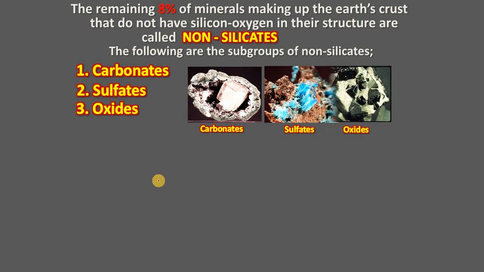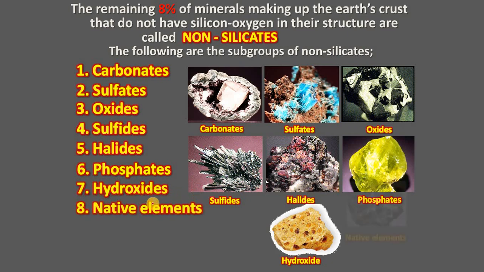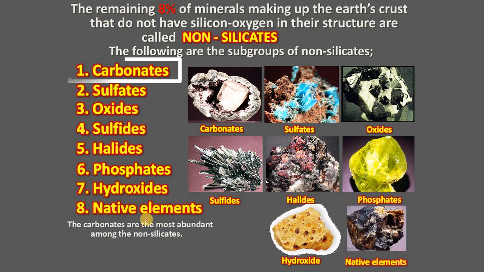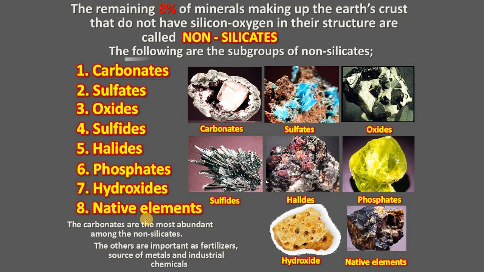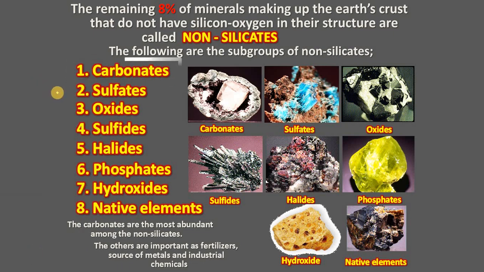So we have here the carbonates, the sulfates, oxides, halides, phosphates, hydroxides, and native elements. So yung pinakamalaking group ng mga non-silicates naman or yung mga walang silica ay yung carbonates. So ano yung ions ng carbonates, guys? So yung carbonate ay meron siyang CO3 na ion, no? Anion siya. Ibig sabihin negatively charged ion. So that is CO3, tapos yung charge niya is 2 negative.